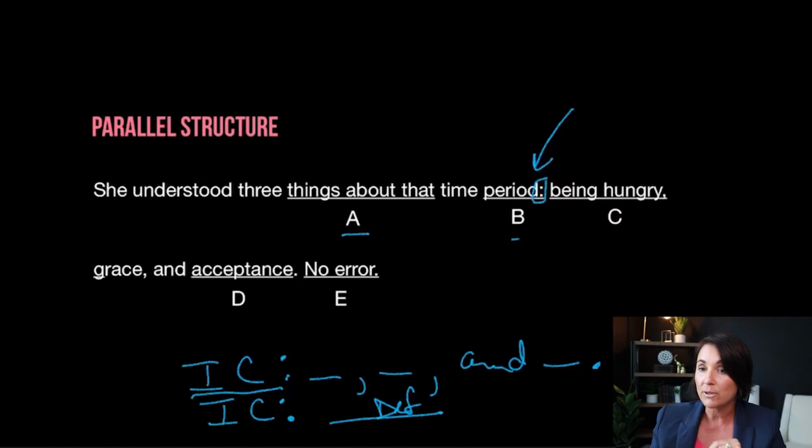So she understood 3 things about that time period is a sentence. I can put a period there. So a colon is okay so far, now that I've got the colon there. And it looks like I have a list after it. I have being hungry, comma, grace, comma, and acceptance. So it looks like the colon is good.